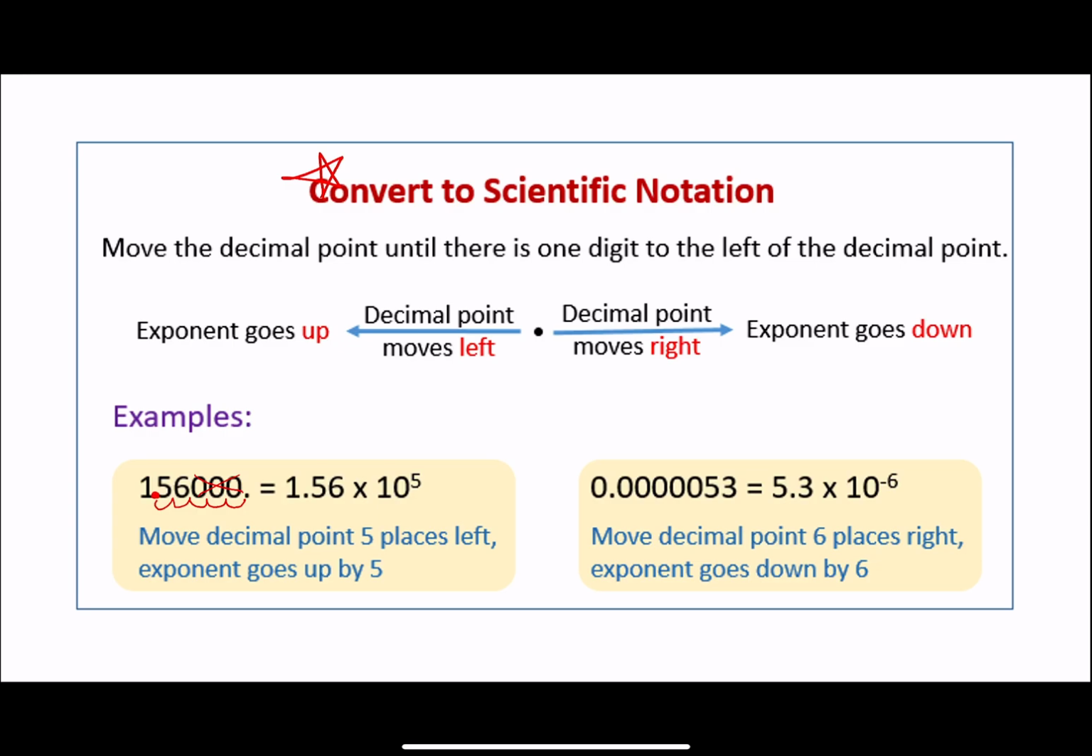And then if you go backwards, same thing, you take your decimal, you go 1, 2, 3, 4, 5, 6, and that's why this one is a -6. It's always going to be 1 point something, or 9 point something. It's never going to be like 15.6, or 53. It's going to be one place value, point something else.